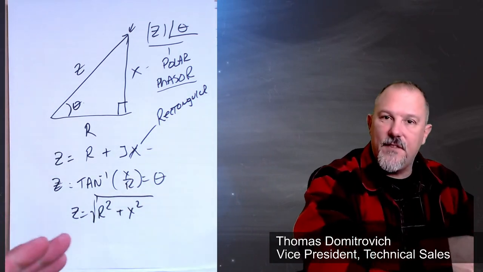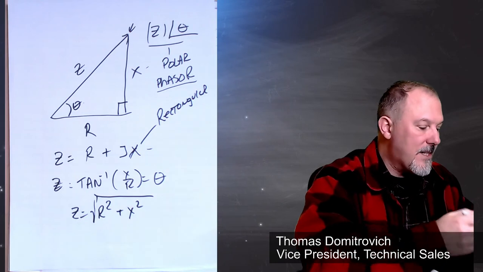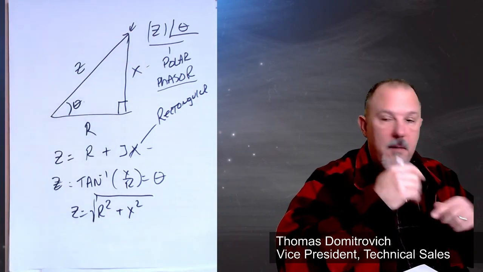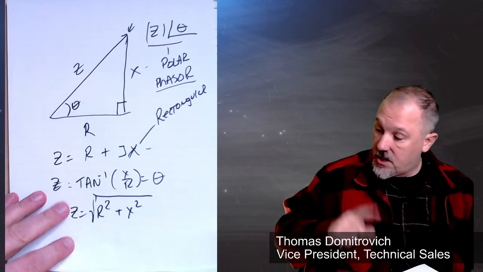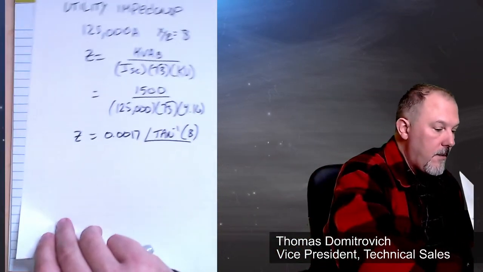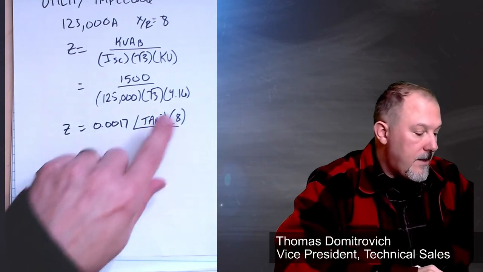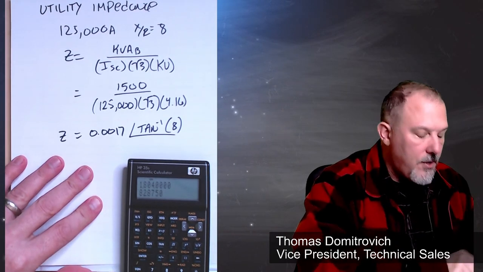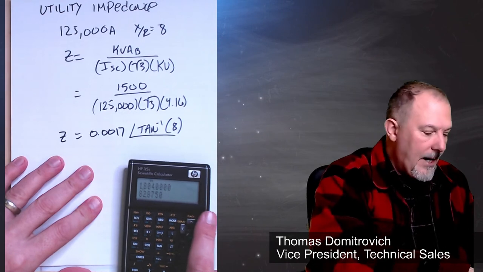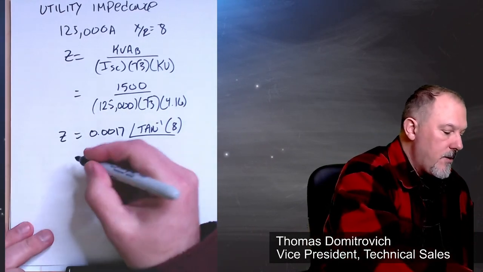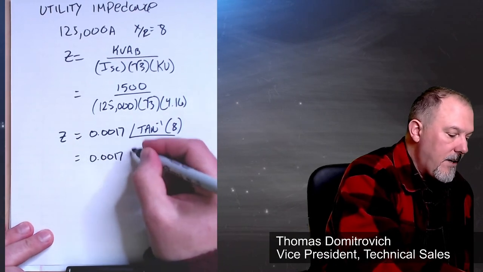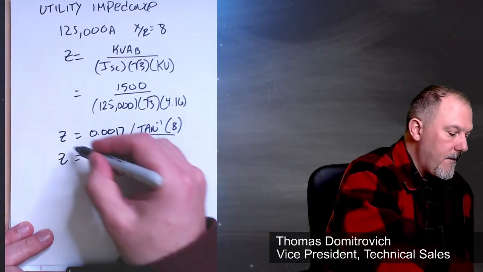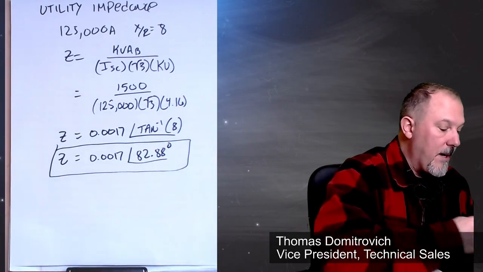Because this is going to give your cosine functions, your sine functions, your tangent functions. What's tangent? Tangent is opposite over adjacent. So inverse tangent of that gives me my theta. So back to this: tan negative 1, inverse tangent is 82.875, and we'll call it 82.88. So Z is equal to 0.0017 at an angle of 82.88 degrees. And that is my per unit value.